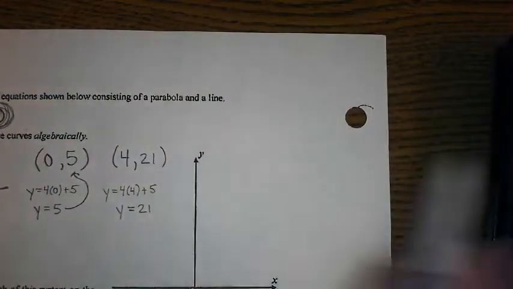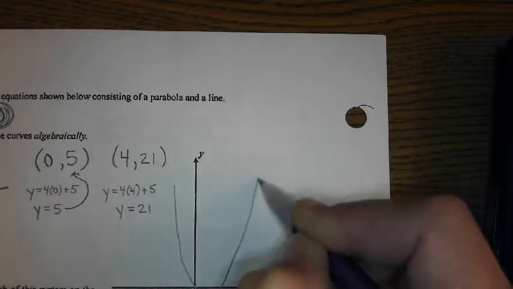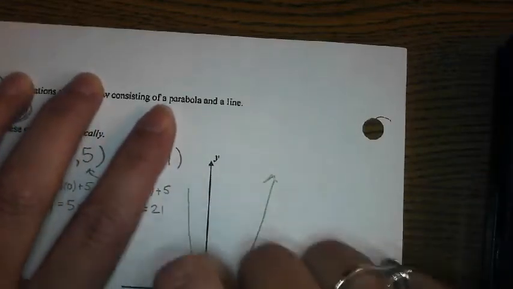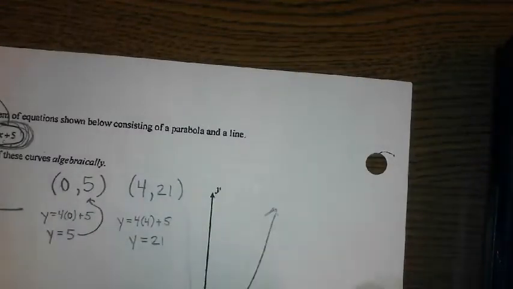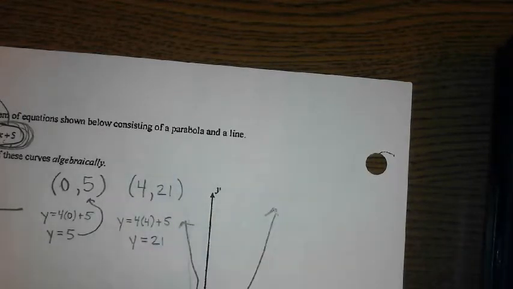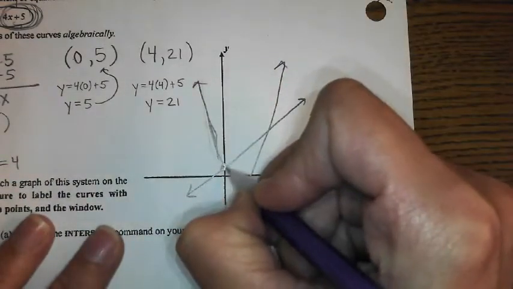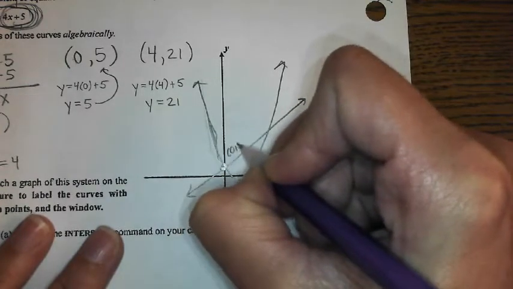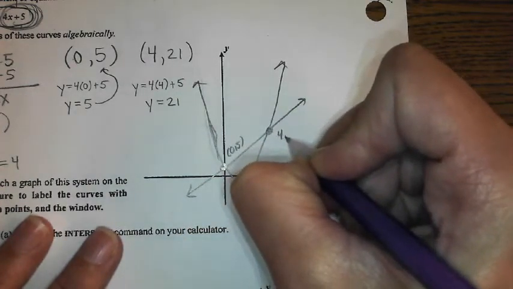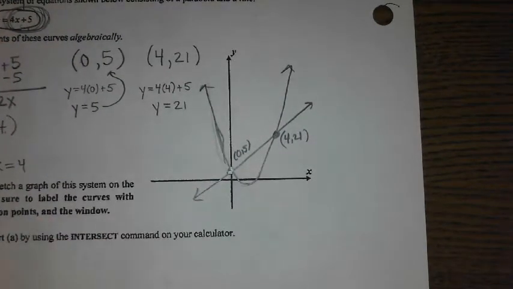I want you to sketch a graph of this really quickly so that we remember that our solutions of a system are where they cross. Excuse my squiggly parabola. So this one was 0,5 and this one is going to be 4,21. Does that make sense?